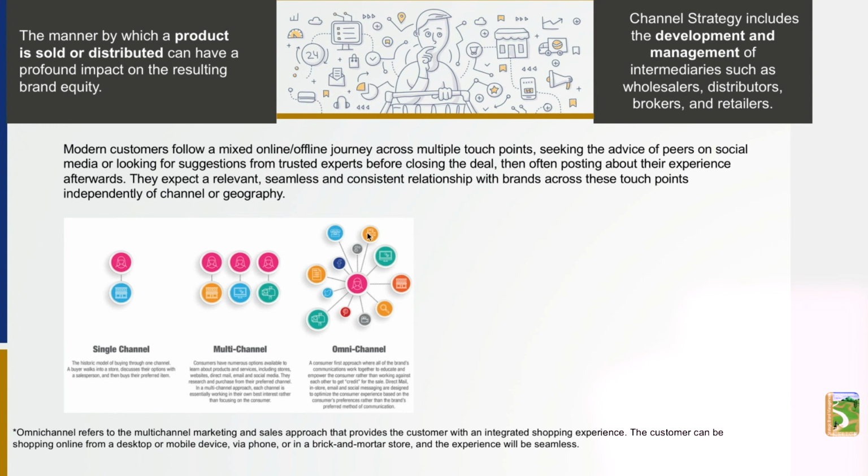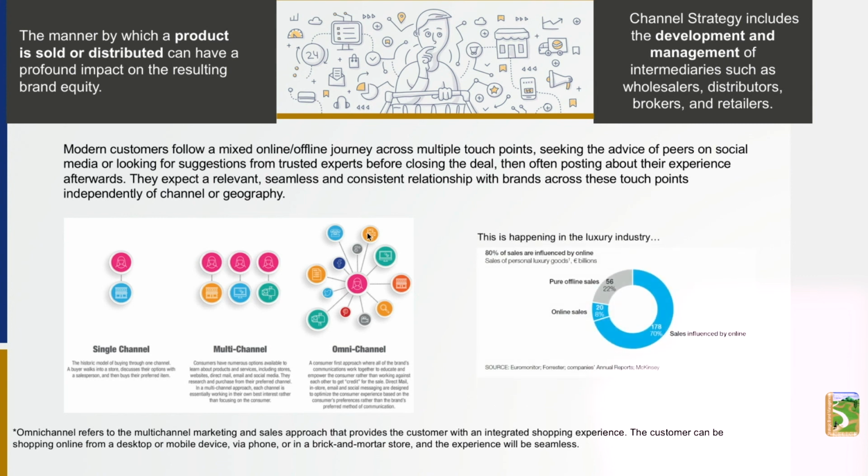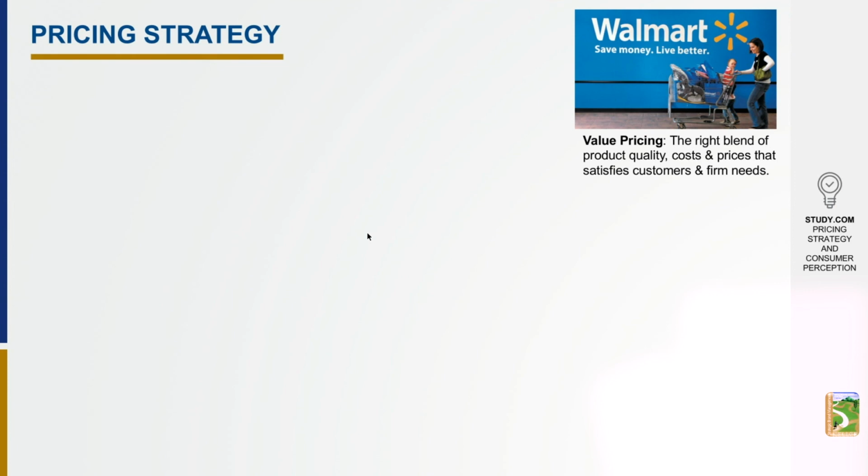So the channels are completely in the hands of the customer. The customer decides, so you have to be present across the board, and you have to be very clear how your customers are buying your product, okay? In the luxury industry, you can see that 70% of the sales are influenced by the online channel, but are bought offline, okay? So again, you need to understand the customer journey.